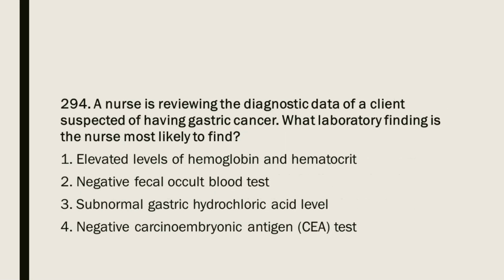294. A nurse is reviewing the diagnostic data of a client suspected of having gastric cancer. What laboratory finding is the nurse most likely to find? 1. Elevated levels of hemoglobin and hematocrit. 2. Negative fecal occult blood test. 3. Subnormal gastric hydrochloric acid level. 4. Negative carcinoembryonic antigen, CEA, test.